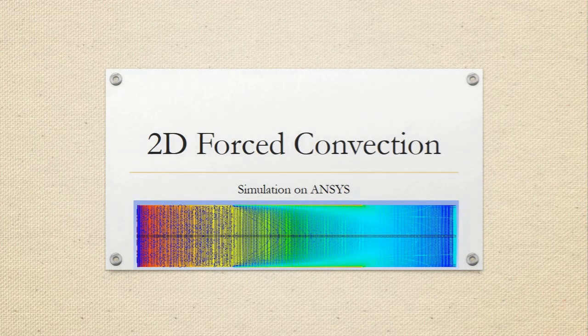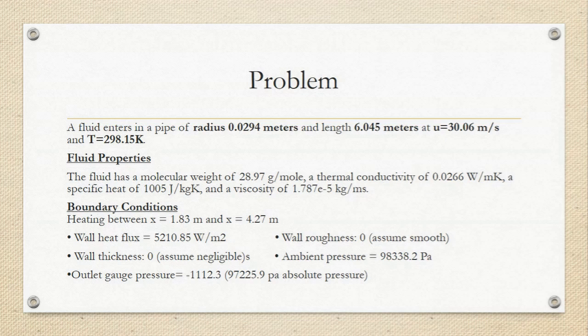Today our topic is 2D forced convection that we are going to perform on ANSYS. Our problem is that a fluid enters a pipe of radius 0.0294 meter and length 6.045 meter at constant velocity 30.06 meter per second and temperature 298.15 Kelvin. We have the following fluid properties of air.